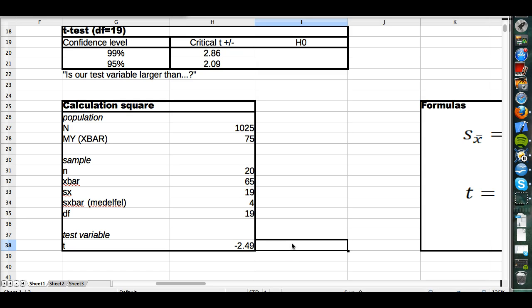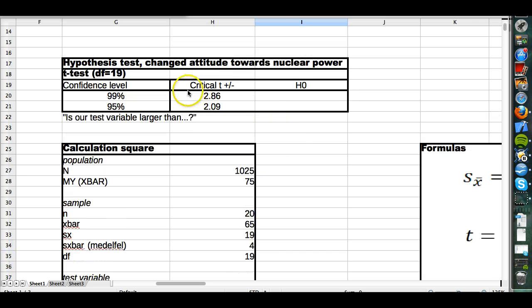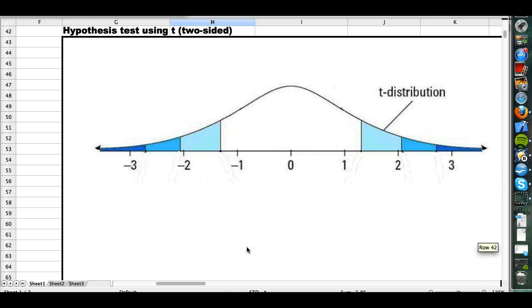And this is all we need to conduct our hypothesis test, thanks to all the tables we have of the t-distribution that we can just look up. At the 99% confidence level, and this is a two-sided test, so it's going to be positive and negative, we get a critical value of 2.86. If you looked at our diagram here, it would be somewhere around here at the 99% confidence level, 2.86. And what we want to know is whether our test variable is in the tail, or located within the confidence interval that we have.